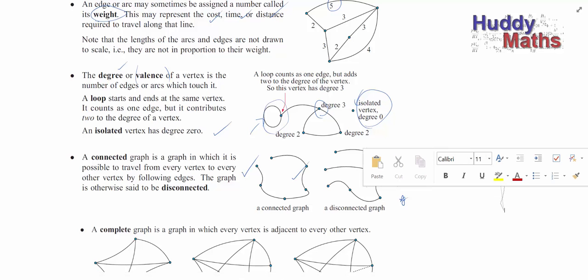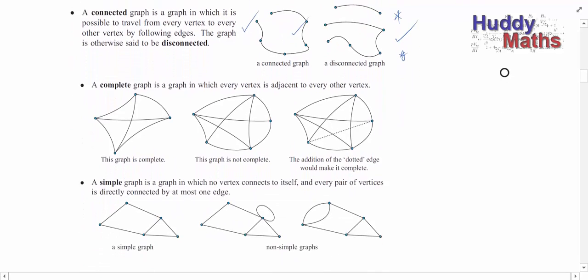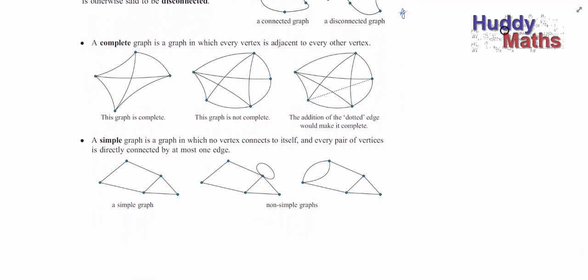Okay, complete graph, let's have a look now, is a graph in which every vertex is adjacent to every other vertex. So you can draw a line, or an arc, or what did we say before, an edge, going from each of the vertices to each other. So this one is complete. Every vertex is adjacent to every other vertex.